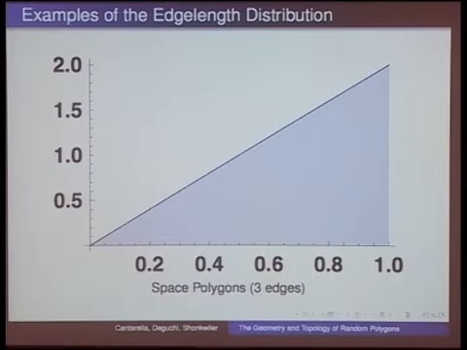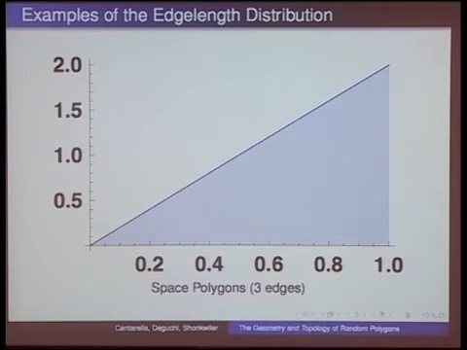Okay, now what if they're closed? That actually changes the distribution quite a lot. So for space triangles, the probability distribution is this. It's linear, right? No one edge of a space triangle can be longer than 1, right? Because it has to close. These are length 2.